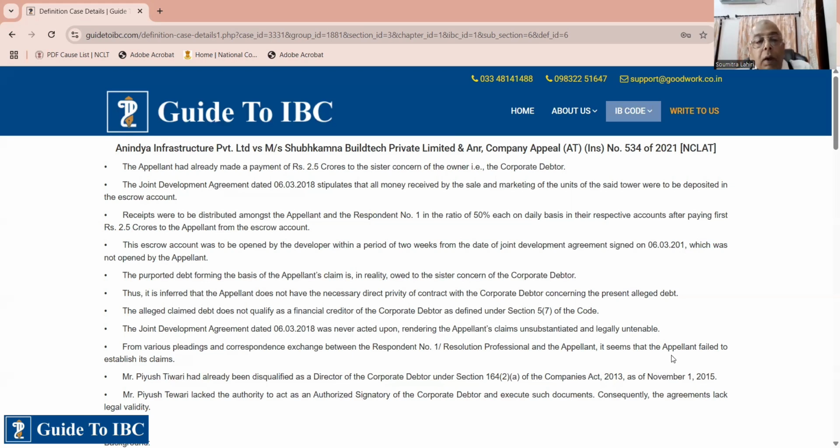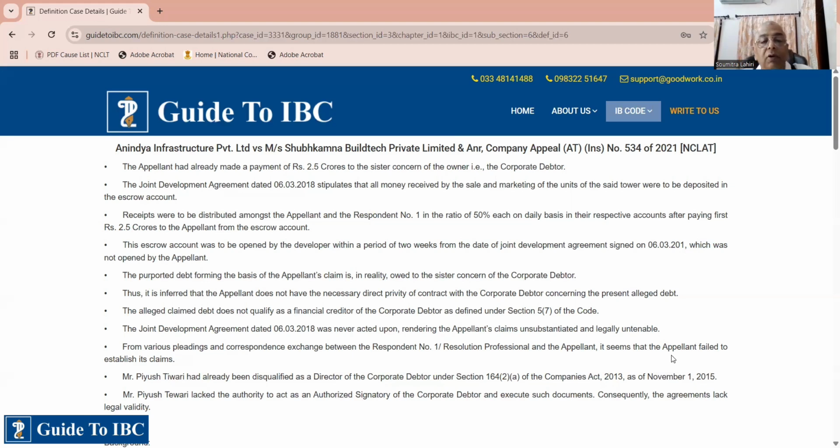Now the amount forming the basis of the appellant's claim was in reality owed to a sister concern of the corporate debtor. So the appellant, who had given the money, had actually paid it to the sister company of the corporate debtor. Thus it is inferred that the appellant does not have the necessary direct privity of contract with the corporate debtor concerning the present alleged debt. There is no borrower-lender connection directly between the lender and the borrower. It was with the sister company. The joint development agreement dated 6/2018 was never acted upon, rendering the appellant's claim unsustainable and legally untenable.